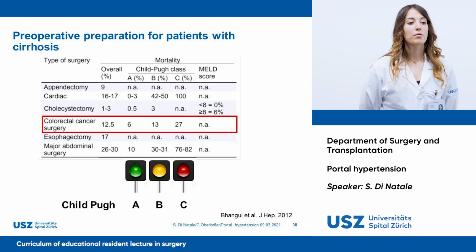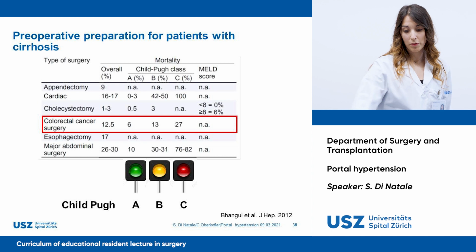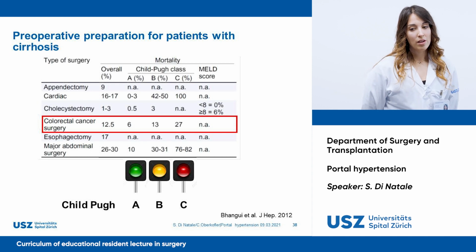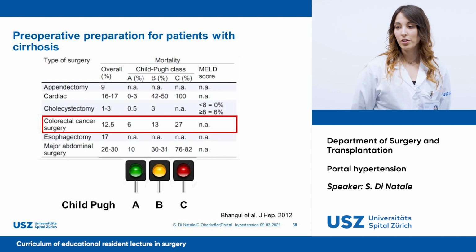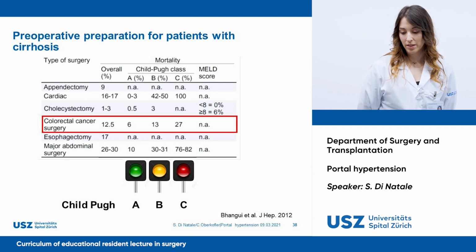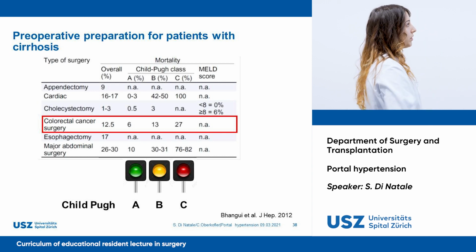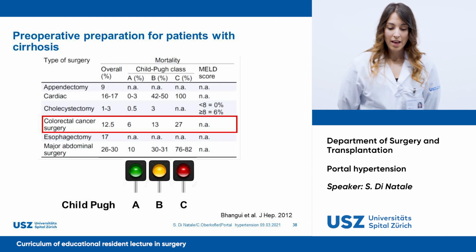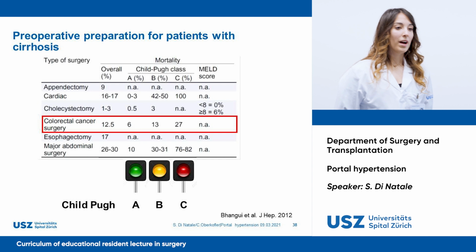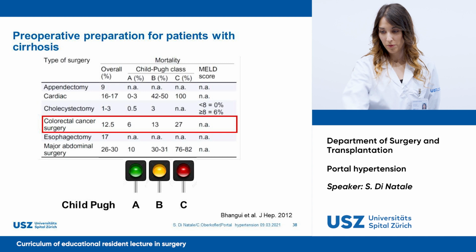So last but not least, I would like to talk about the preoperative preparation, in this case for patients with cirrhosis. As already discussed in the previous presentation, it is very important in cirrhotic patients to assess the severity of liver disease according to the Child-Pugh and MELD score. Patients with major abdominal surgery, here for example colorectal cancer surgery, have a high risk for mortality, and it was shown that patients with a higher Child-Pugh or MELD score have a significantly higher perioperative mortality risk.